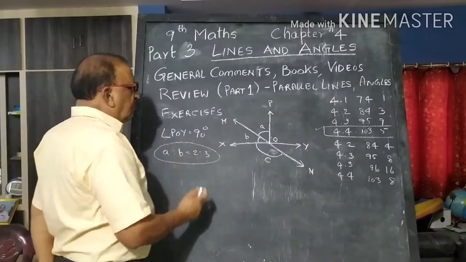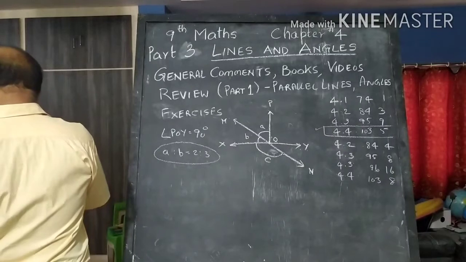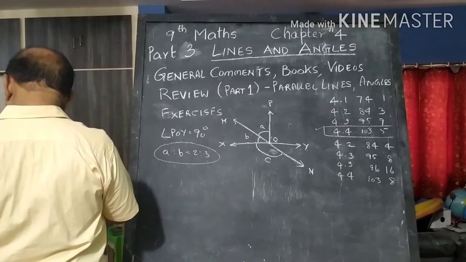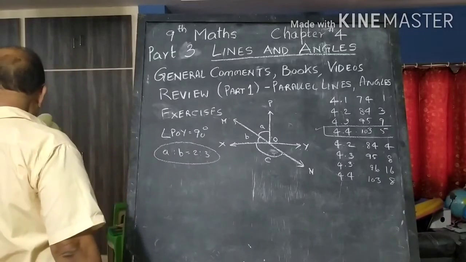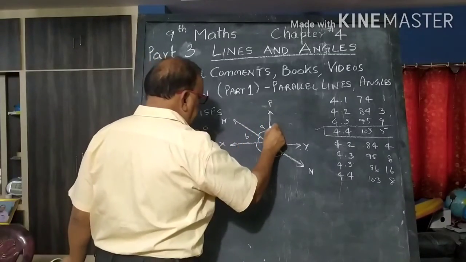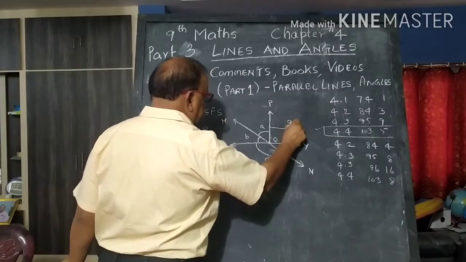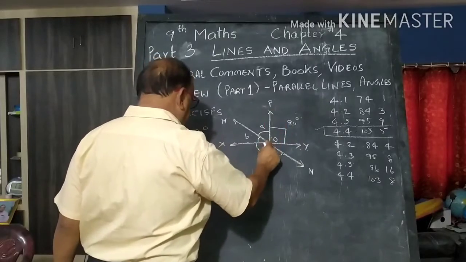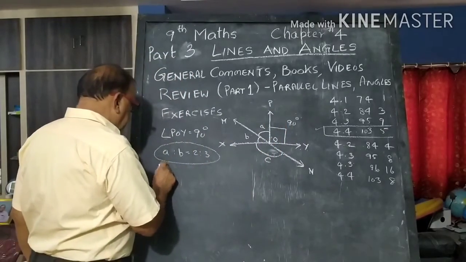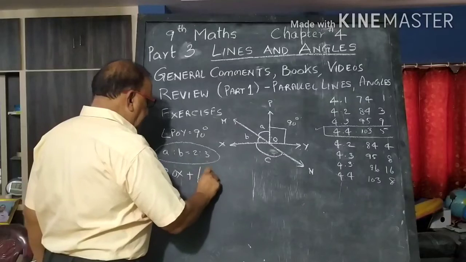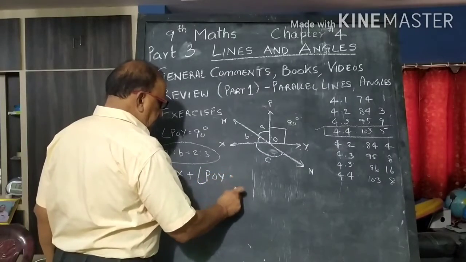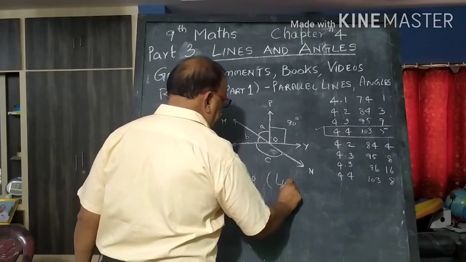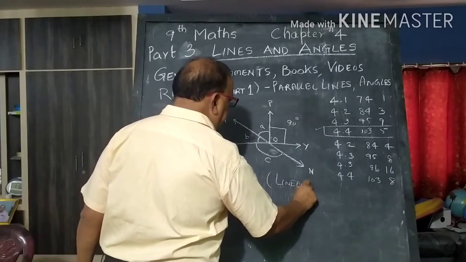Very easy to find. For example, POY is 90 degrees. If POY is 90, then angle POX plus angle POY is equal to 180 degrees, right? This is what? Linear pair.